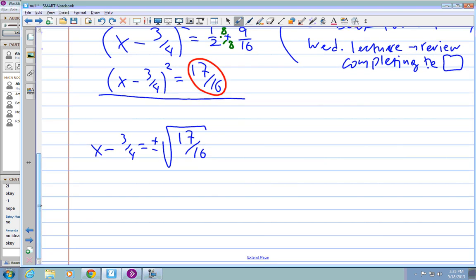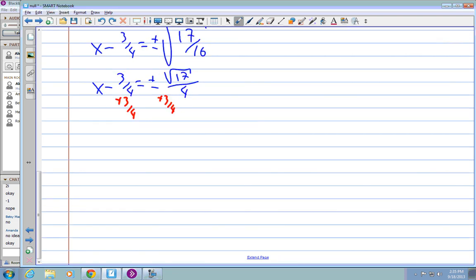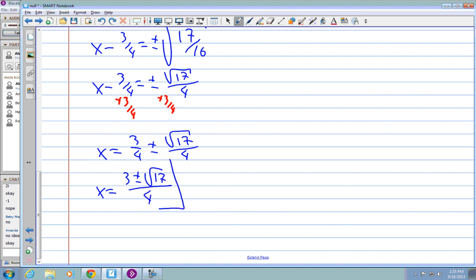I cannot take the square root of 17, but I can take the square root of 16. What is the square root of 16? So this is the square root of 17 over 4. To solve for x, we just add 3/4 to both sides. So we get x equals 3/4 plus or minus the square root of 17 over 4, which is 3 plus or minus the square root of 17, over 4. We can list our answers in that form. That's acceptable.